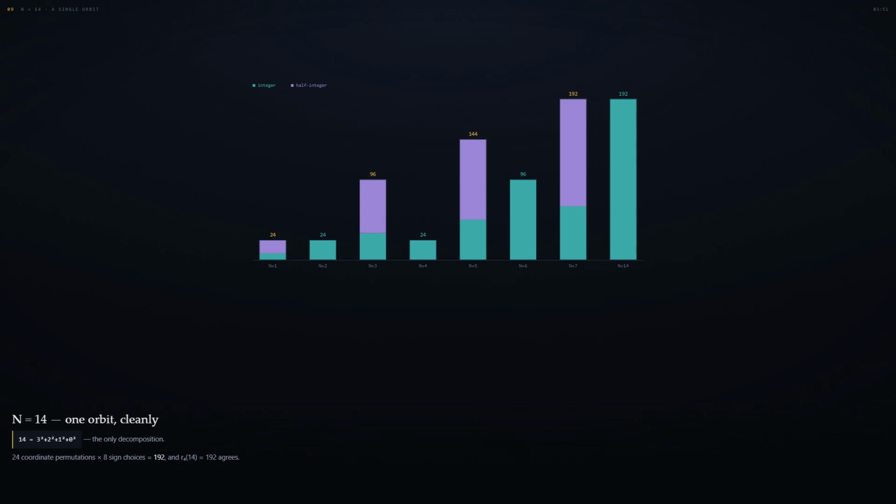9. n equals 14. 14 equals 9 plus 4 plus 1 plus 0. 24 coordinate permutations times 8 sign choices gives 192. For the halves, 56 is 0 mod 8. The gate is shut. A single hyperoctahedral orbit generated by 3, 2, 1, 0.